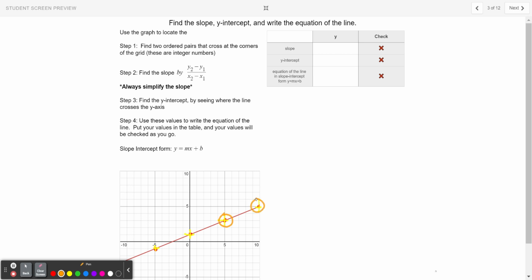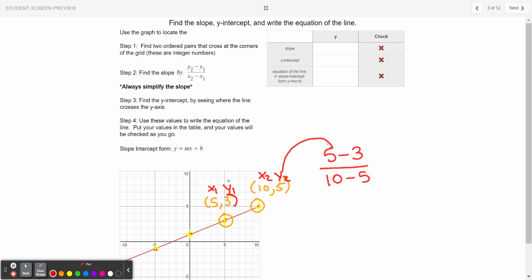I'm going to pick these 2. This ordered pair is 5, 3. And then this ordered pair is 10, 5. Now if you choose any of the other ordered pairs, if you do the math correctly, then you're good. So then it is y2 which is 5 minus 3, and then 10 minus 5. So this is my y2, this is my y1, this is my x2, this is my x1.